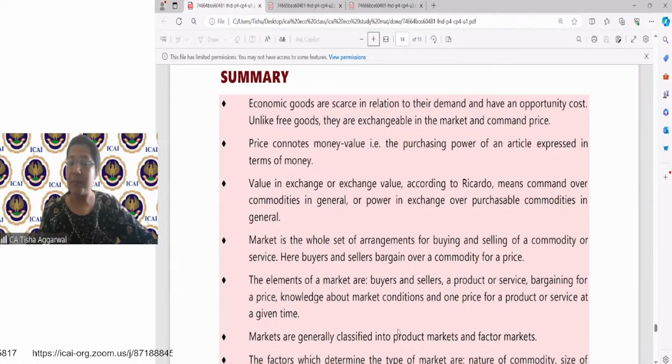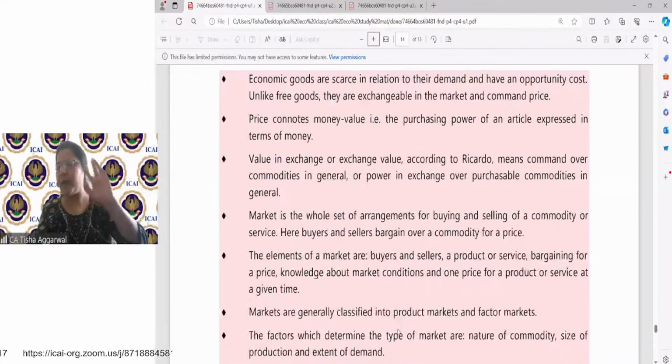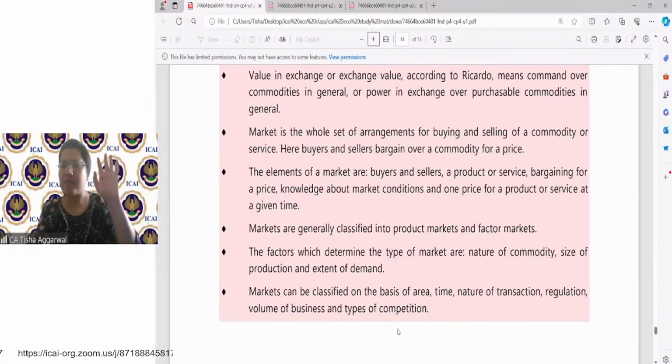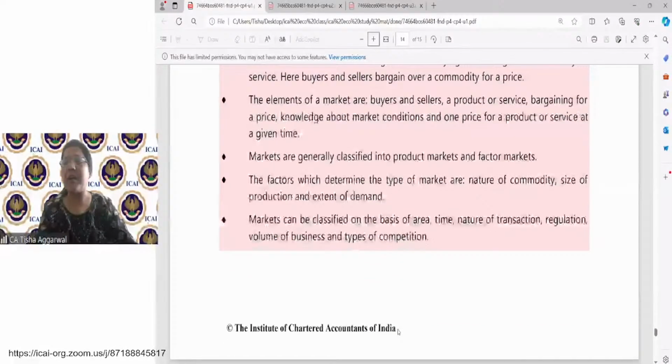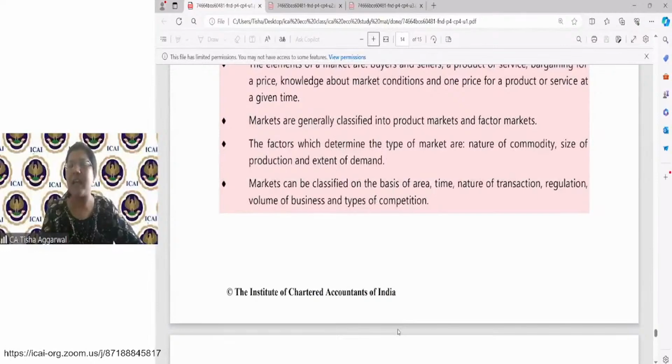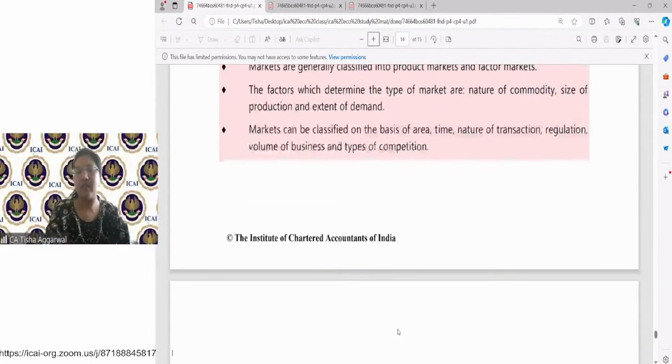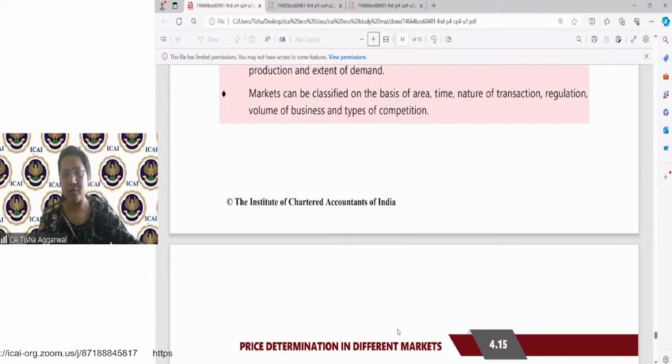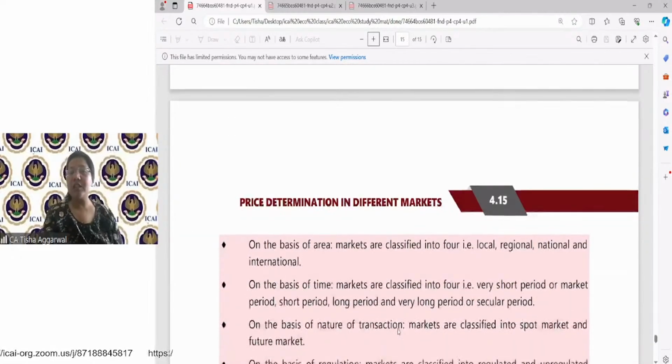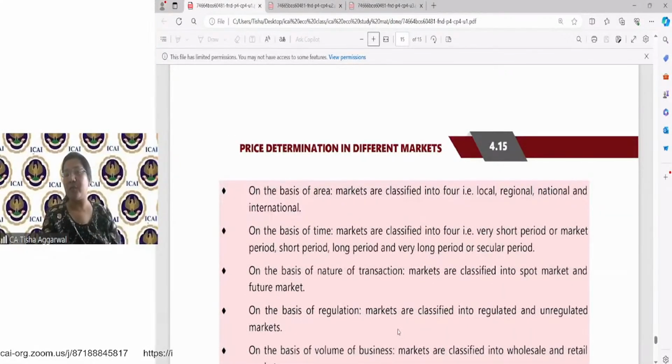Okay. The markets are of two types: product market and factor market. Product market is selling a phone. Factor market is the labor market. Next is the markets differ on the basis of nature of commodity, size of production, extent of demand, etc. How is the market classified? It could be on the basis of area, time, transaction, regulation, volume, competition. Okay. On the basis of area, we again have different kinds of four: local, regional, national, international.